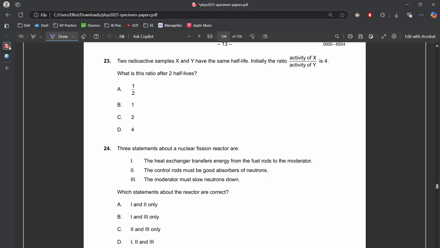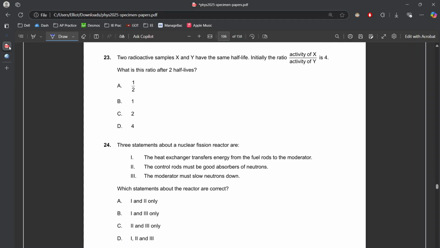Okay, 2 radioactive samples, X and Y, have the same half-life. Initially, the ratio of activity of X over activity of Y is 4. What is the ratio after 2 half-lives? Okay. This is the SL paper, and I only remember doing this for HL, so I don't know if I can explain this well.